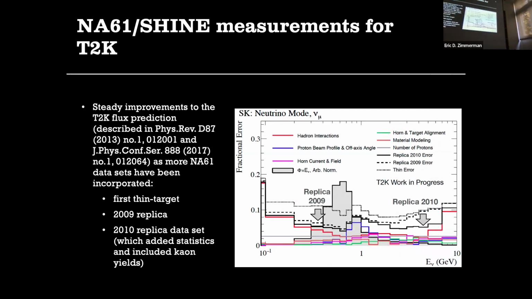So this is the result on the T2K flux prediction. This is the fractional systematic uncertainty on the T2K flux as a function of neutrino energy. And I'm not even showing a prediction here with no NA61 result. That has never actually been released, but the uncertainty would be extremely high. But from each of our data sets, starting with the thin target here in the dotted line, then the first dashed line here is the low statistics replica target measurement, then the high statistics replica target measurement. You can see that the systematic error on the flux has been going down with each new data set from NA61.